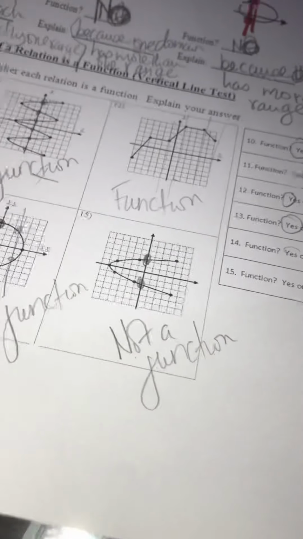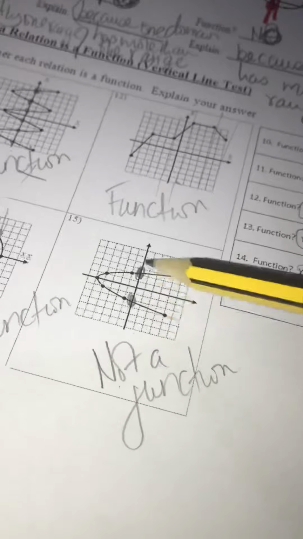15 is also no, because it failed. And what did it fail? It failed the vertical line test. How did you know it failed the vertical line test? Because the vertical line touches 2 times. For you to pass, you must only touch 1 time. If you touch more than 1 time, you have failed the vertical test.